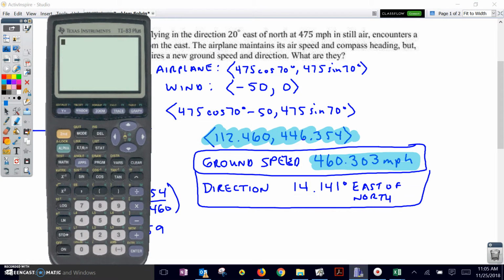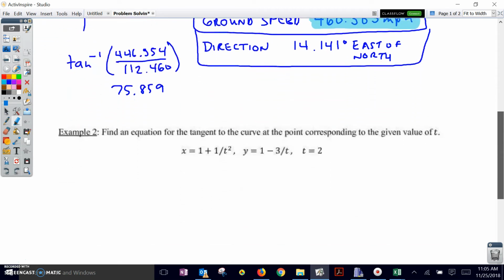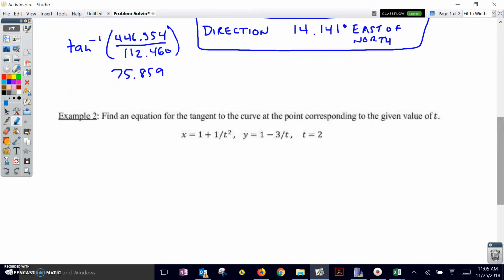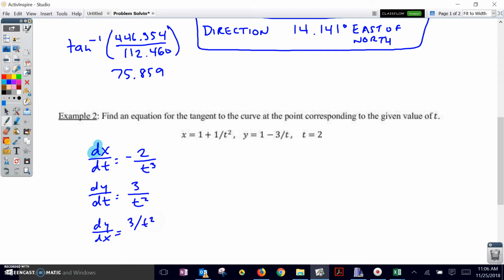Alright, on to example 2. Find an equation for the tangent to the curve at the point corresponding to the given value of t. Shouldn't be much of a problem for us here. We find dx/dt is equal to negative 2 over t to the third, and dy/dt is equal to 3 over t squared. So dy/dx is 3 over t squared divided by negative 2 over t to the third.